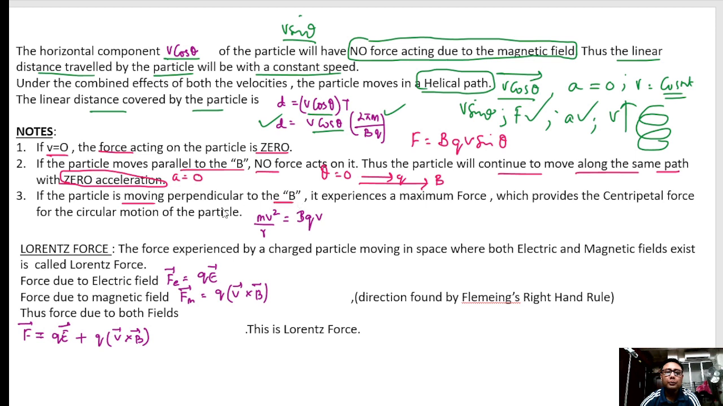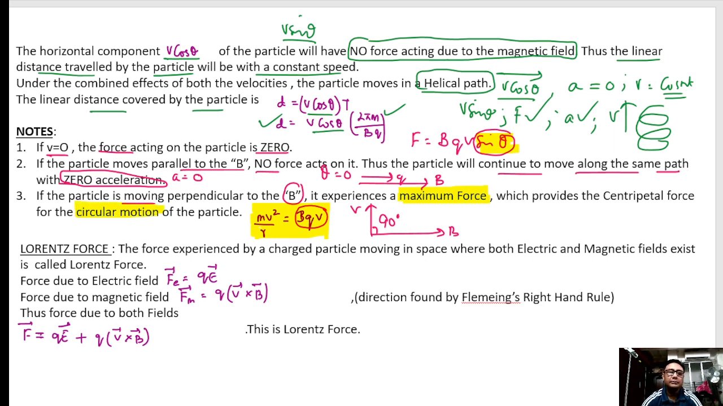If the particle is moving perpendicular to B, it will have a force, because here this is the particle moving and this is B, so the angle between them is 90 degrees. That means sin 90 is maximum, so the force experienced will be maximum here. This is the maximum force which will act on the particle, and it will have circular motion. Clear?